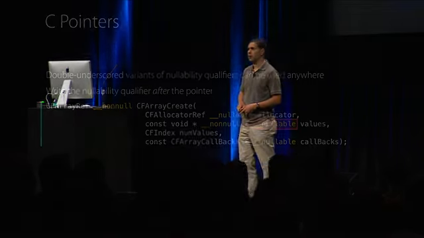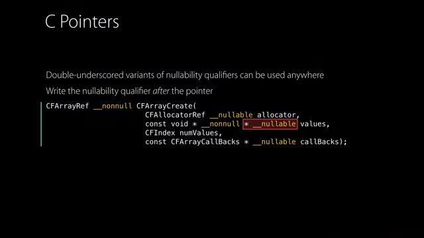This is particularly important for multi-level pointers, like this values parameter here, where the outer pointer is nullable, because you can pass in nil to this parameter so long as num values is also 0. The inner pointer is non-null, because when you are passing in an array of values, all of those values must be non-null to work with CFArray.